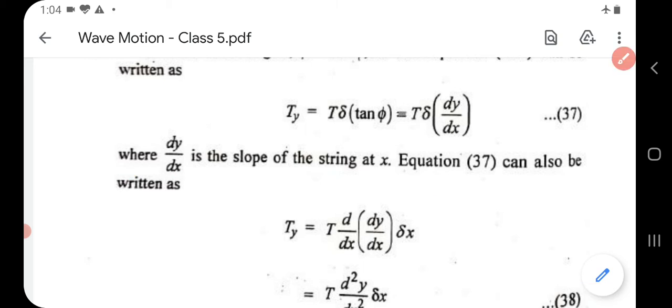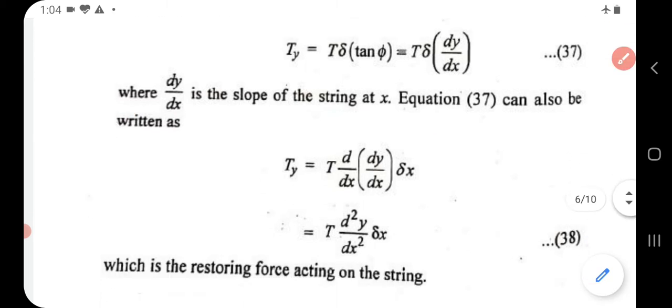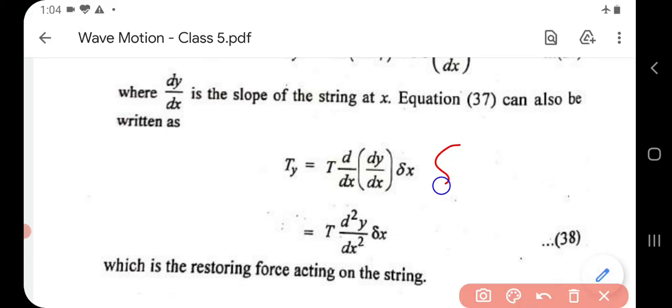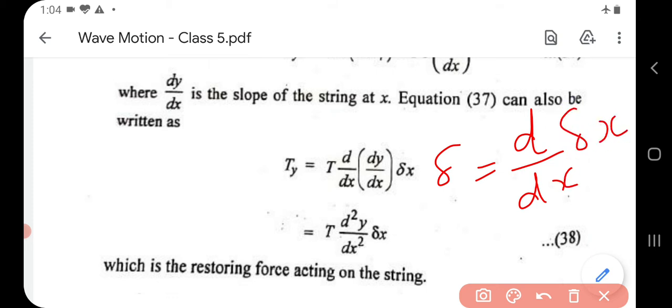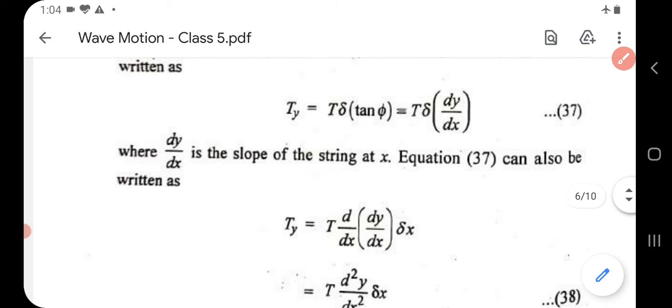Next, equation 37 can again be written as Ty is equal to T, instead of delta you are writing d by dx of delta x. Okay, dy by dx is kept as such. Instead, this delta is given as d by dx of delta x. So just make that replacement instead of delta. So T is kept as such, delta is written as d by dx of delta x. dy by dx is kept as such.